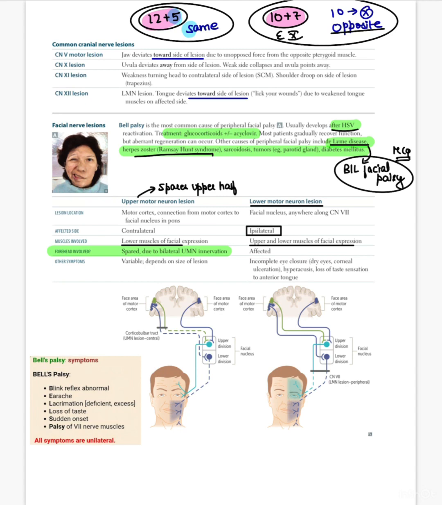So see, first of all, guys, the upper motor neuron has bilateral innervation in the upper half of the face. So if you have an upper motor neuron lesion, the upper half is spared due to bilateral innervation. Only the lower half is affected, and that also on the contralateral side. In a lower motor neuron lesion, it is ipsilateral, and the complete upper plus lower face is affected. This is again an important thing that you need to know here. Okay, this is about Bell's palsy.